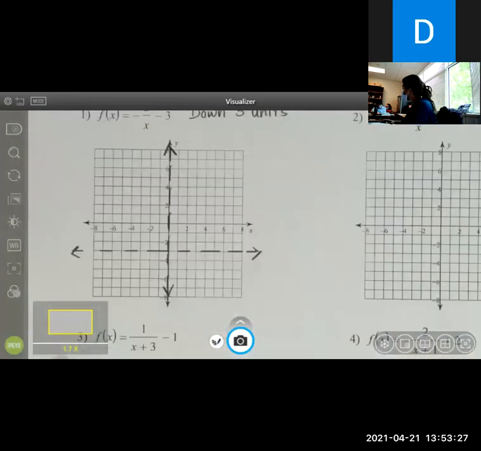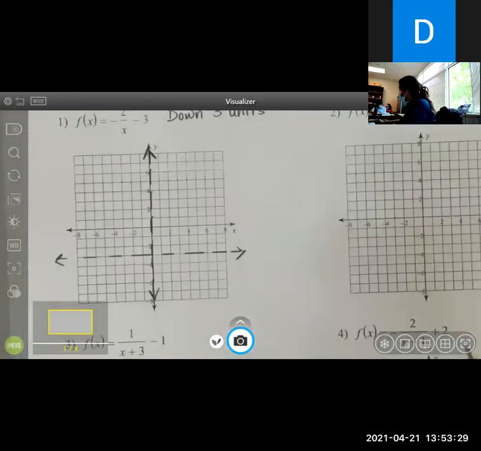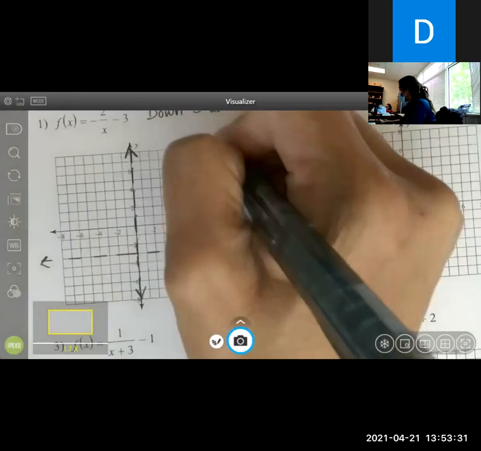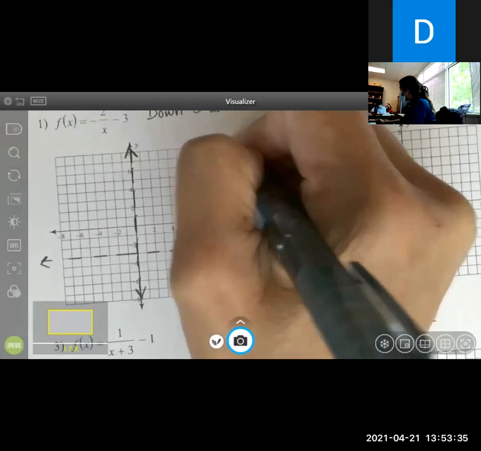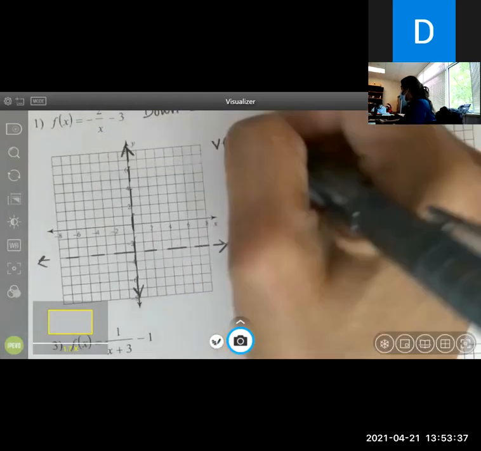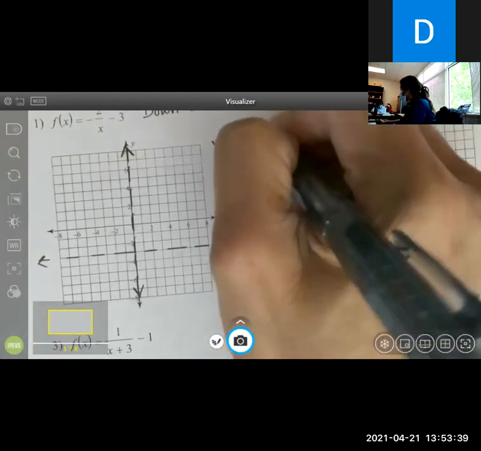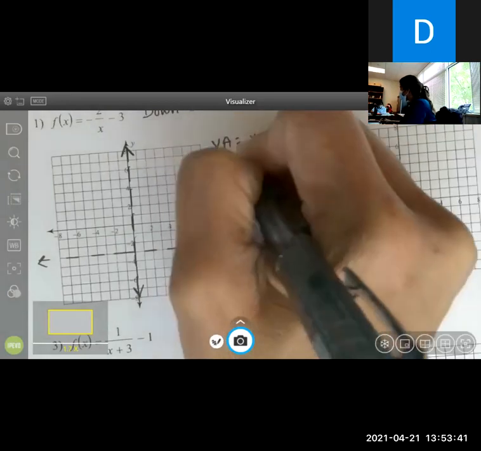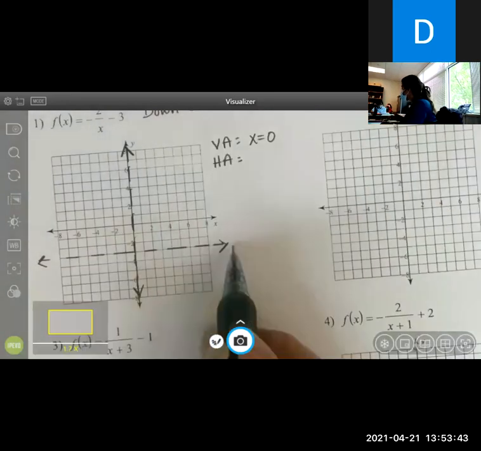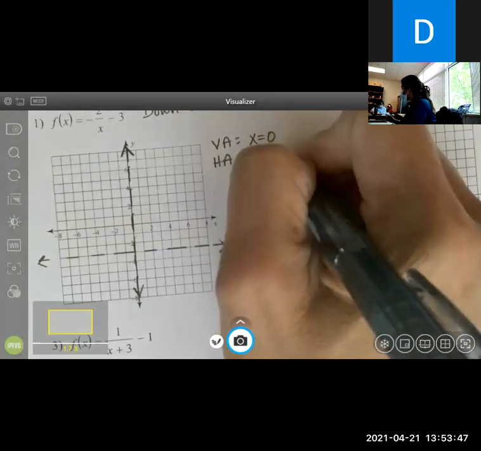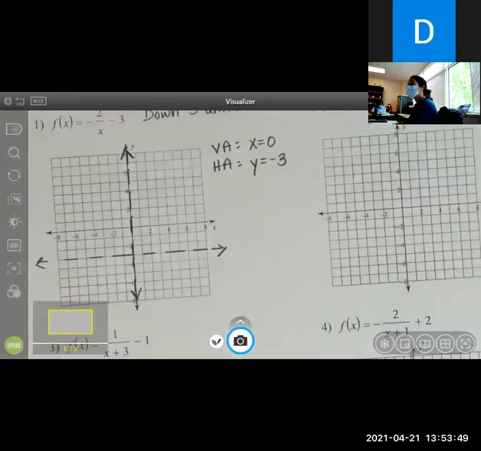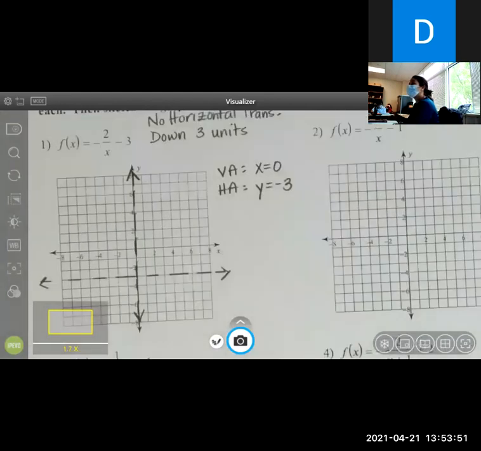There's your translation. So once you guys draw it, come over here and you can go ahead and give me your equations. Okay, so my vertical asymptote goes through the x-axis at x equals 0. My horizontal asymptote is going through the y-axis at -3. So I write y equals -3.